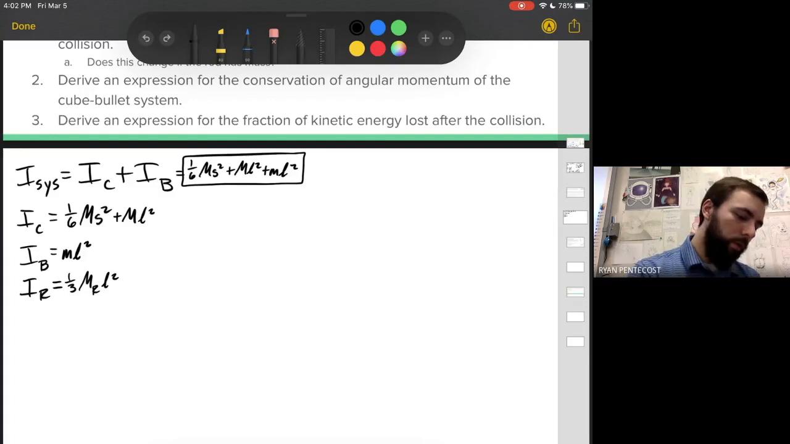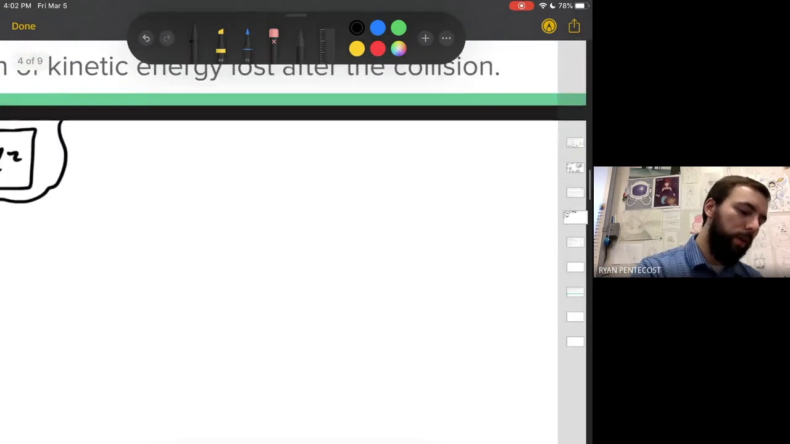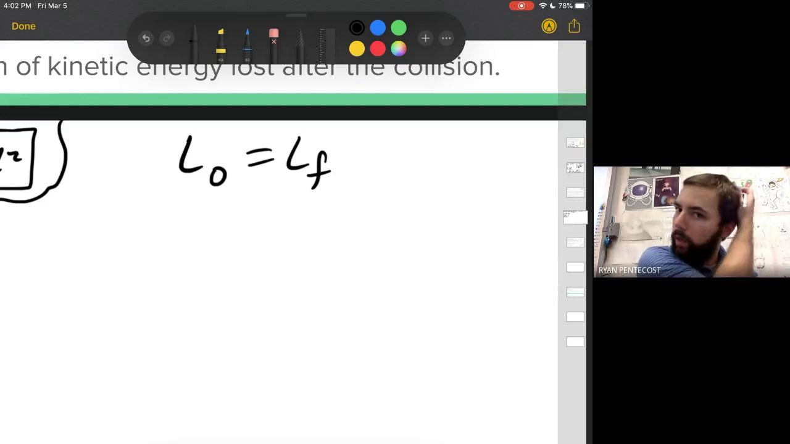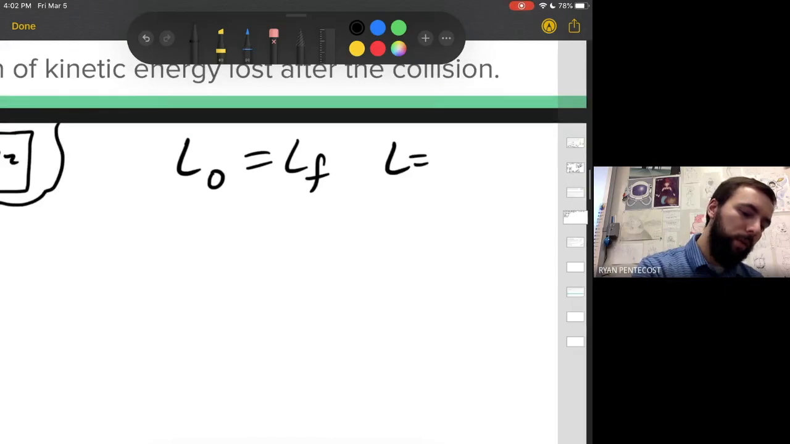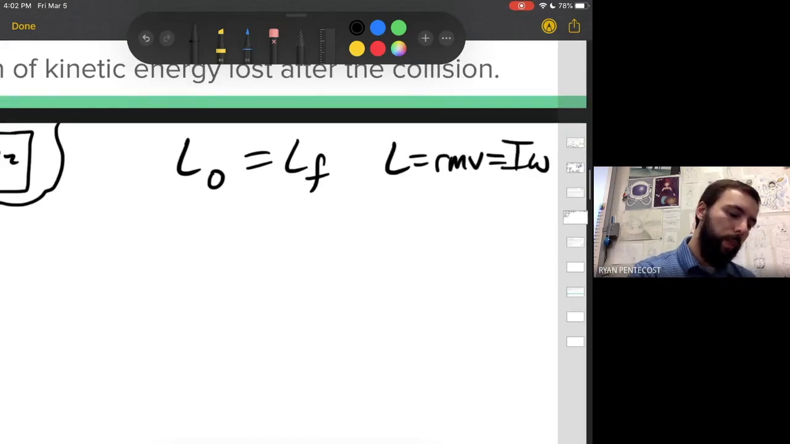So what we'll do here, section that off. Okay, number 2, we want the expression for the conservation of angular momentum. We want the initial and the final angular momentum. So I will remind you that angular momentum can equal RMV or I omega.